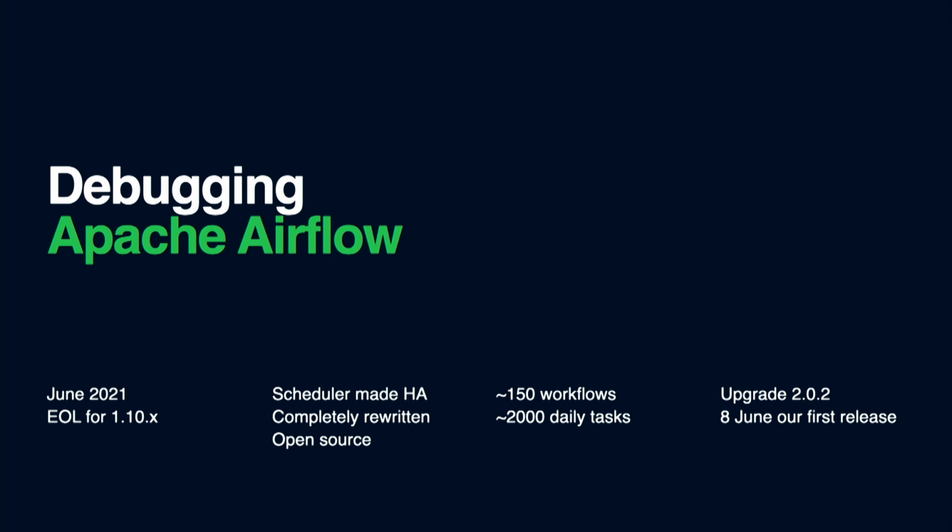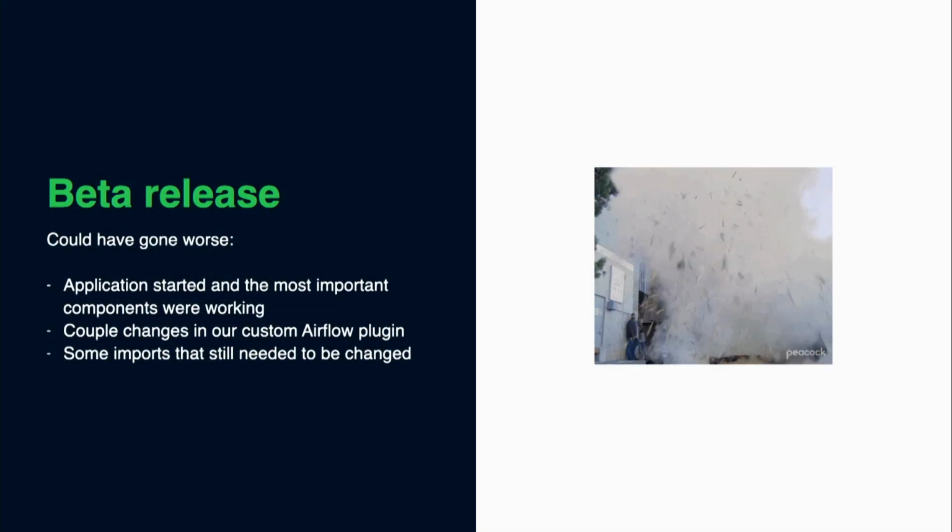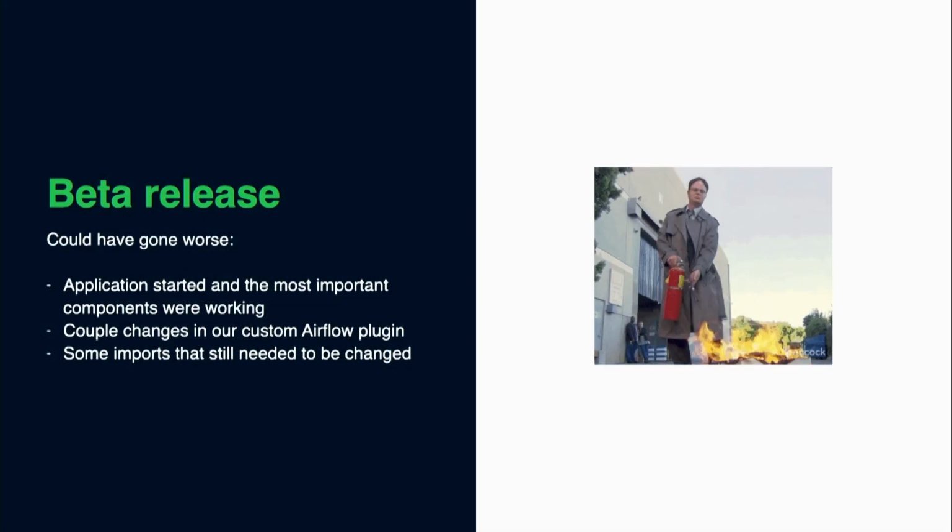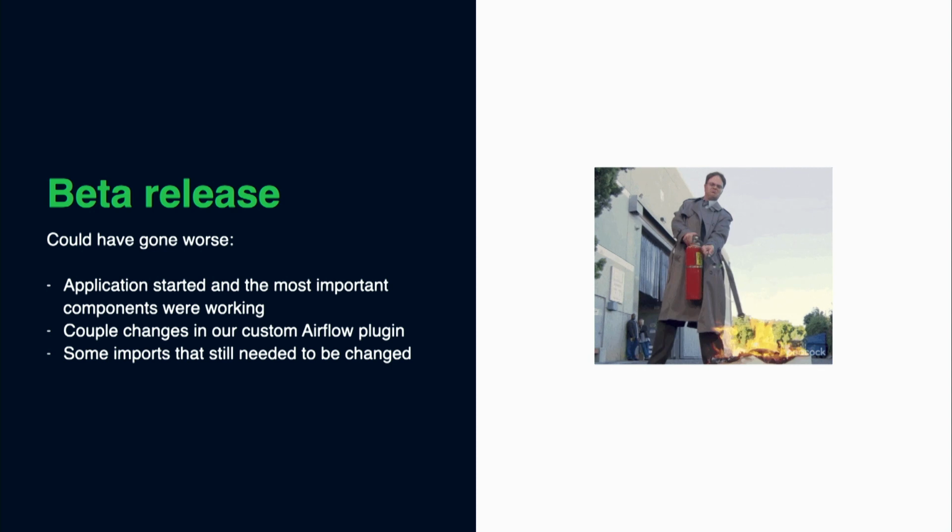Yeah, and it was of course open source. Otherwise, this debugging session wouldn't be possible. So we had 150 workflows at the time and around 2,000 tasks, most of them running daily. And on 8 June was our first release to Airflow 2.0.2. This was the beta release. And overall, it could have gone worse. Minor fire, but we managed to extinguish it on time.